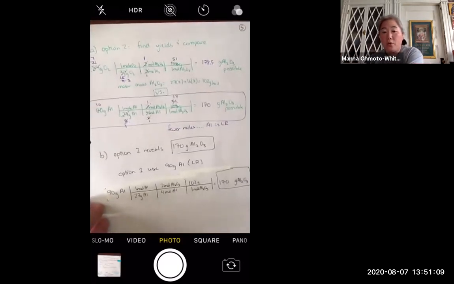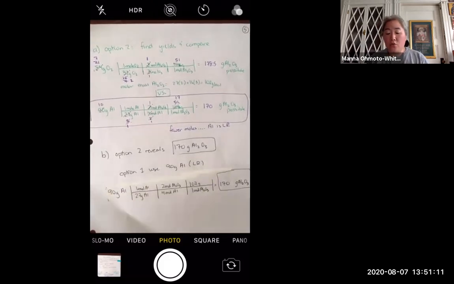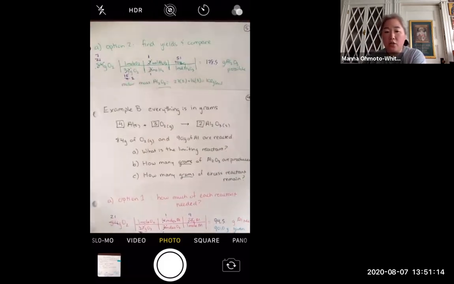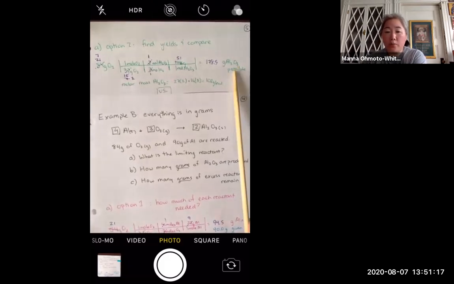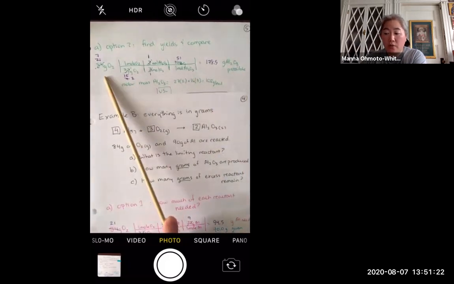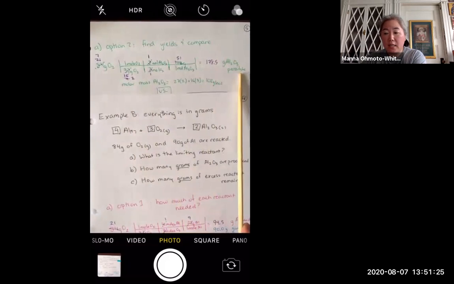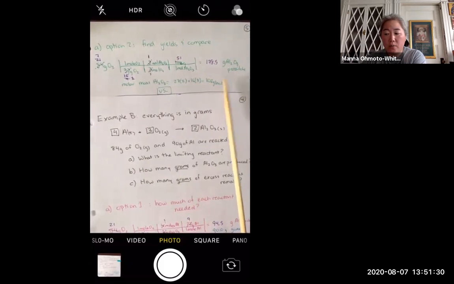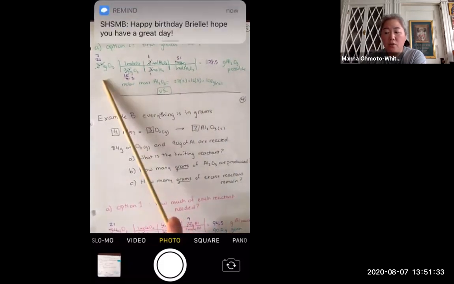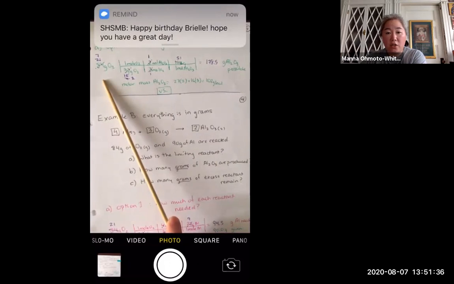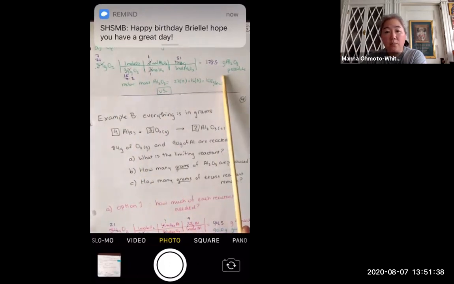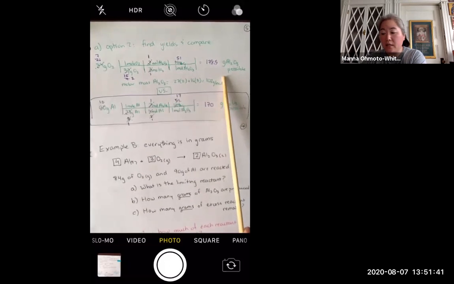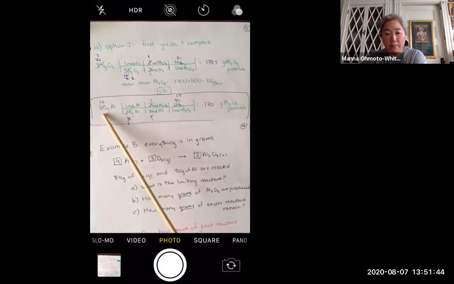Option 2 is that you could use each reactant and, using the balanced equation, find out how much of the product you could possibly make if you could use it all up. So I'm using grams of oxygen to find grams of aluminum oxide. Again, 3 parentheses. My molar mass of aluminum oxide is 102 grams per mole. And I find that if I use up all of my 84 grams of oxygen, I could make 178.5 grams of aluminum oxide. But if I'm looking at my aluminum, I can only make 170 grams of aluminum oxide.